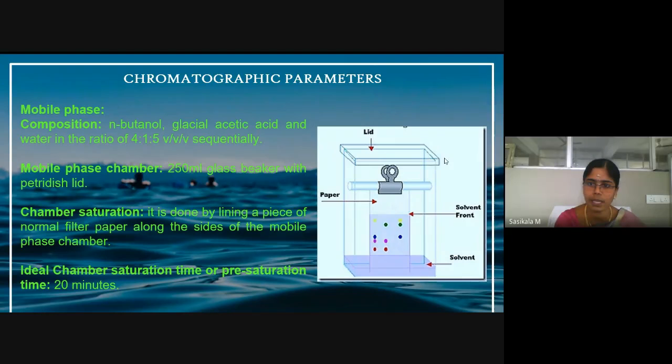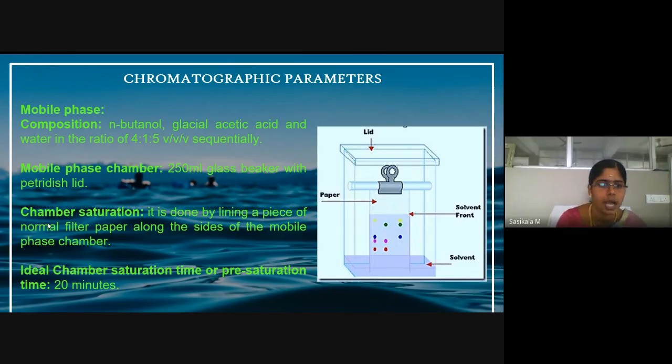The lid will be either a metallic lid or a glass lid we can use for closing it. Since we cannot allow air to pass inside, as it will affect the movement of your sample along the stationary phase, it should be tightly closed with the lid. For laboratory purpose, we will be using a petri dish lid for closing a glass beaker. The transparent mobile phase chamber must be used, then only we can see the colored spots separation.